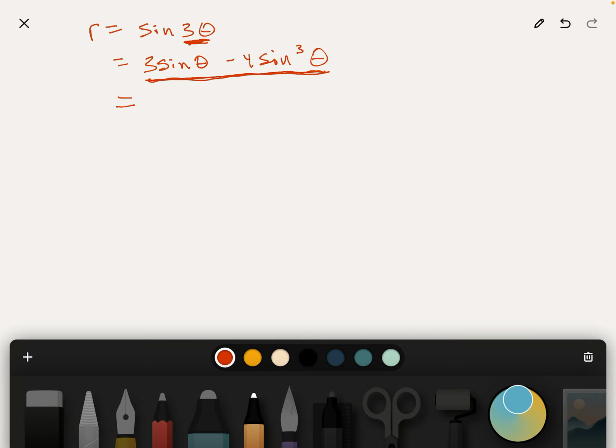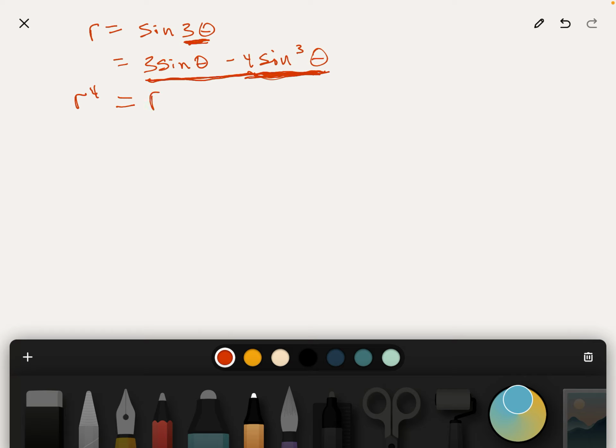what you want to notice here is this 3 sine theta, that wouldn't be bad at all, obviously, if that was the only thing. But we've got a sine cubed over here, this term. And what that means is you've got to multiply both sides by r cubed. And that's when it's going to get a little messy, but that's the only thing you can do, I think. I don't think there's a better answer. So the left side becomes r to the 4th.